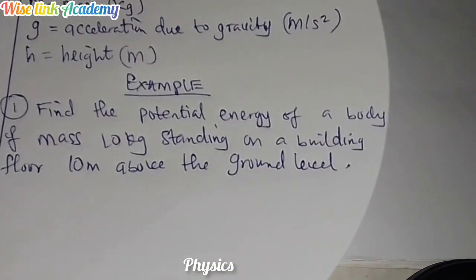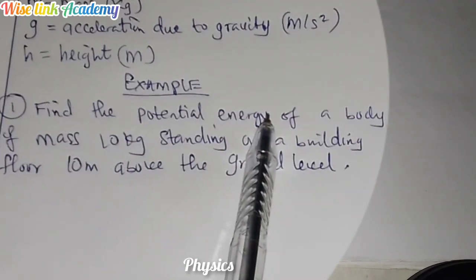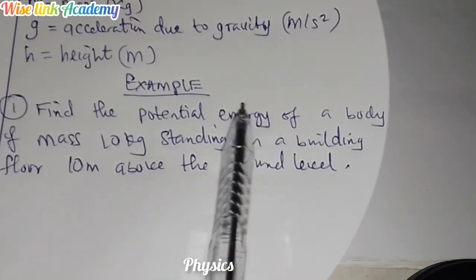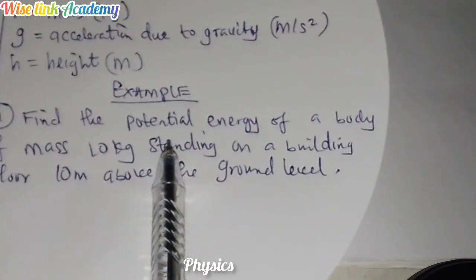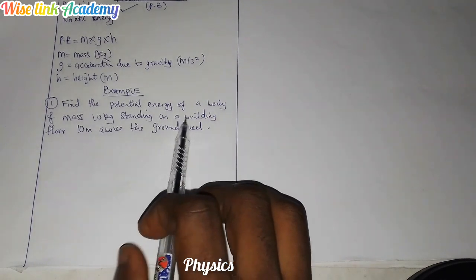Now let's look at this example. They said find the potential energy of a body. Can you see? Of a body of what? Of mass 10 kg standing on a building floor 10 meters above the ground level.